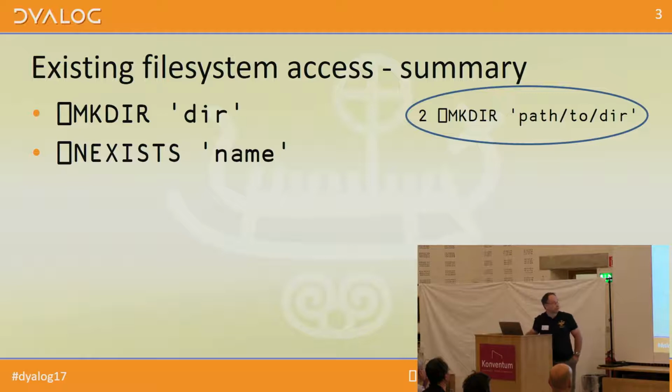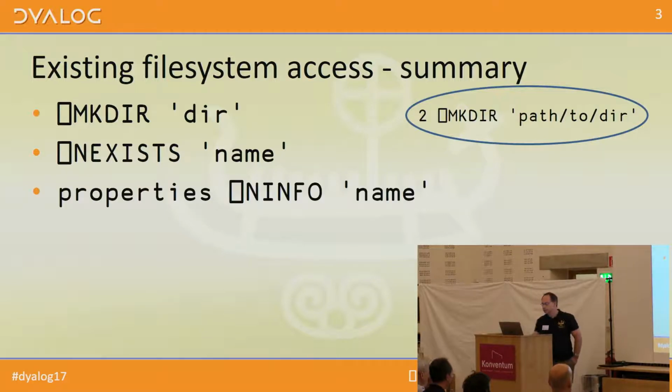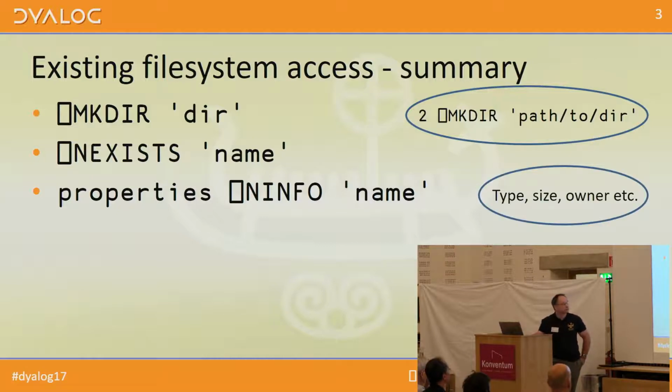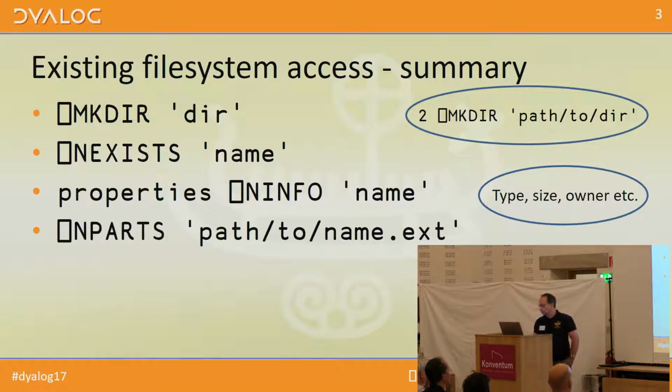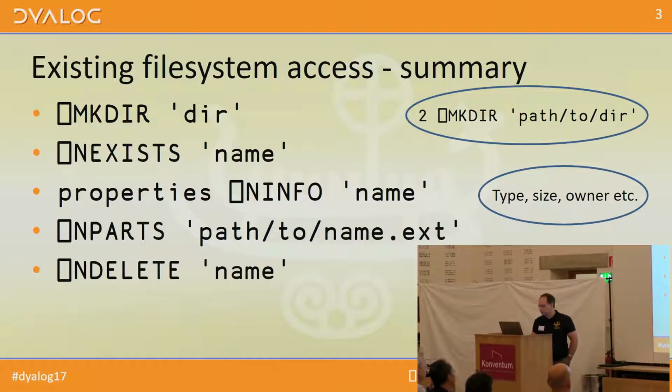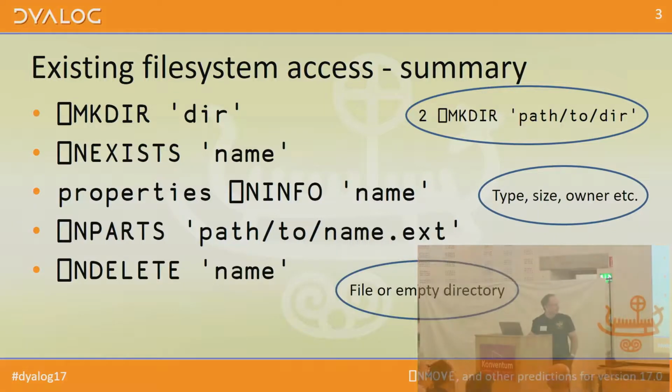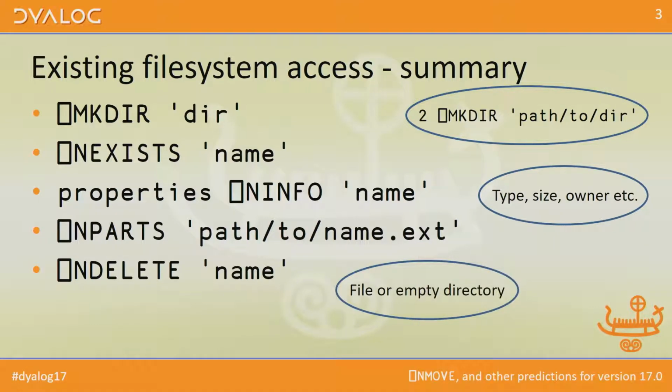It doesn't tell you anything other than whether it's there or not. If you want more information, there's also ninfo, which you can ask for certain properties such as the size, the type. What else? We put nparts, which splits a name up into its constituent parts, the directory, the base name, and the extension. It doesn't actually have to exist, it's just parsing the name, although there is an option to make it normalize the name, which will include the full path relative to where the current working directory is, and an ndelete function. Okay, and that can delete a file or an empty directory.